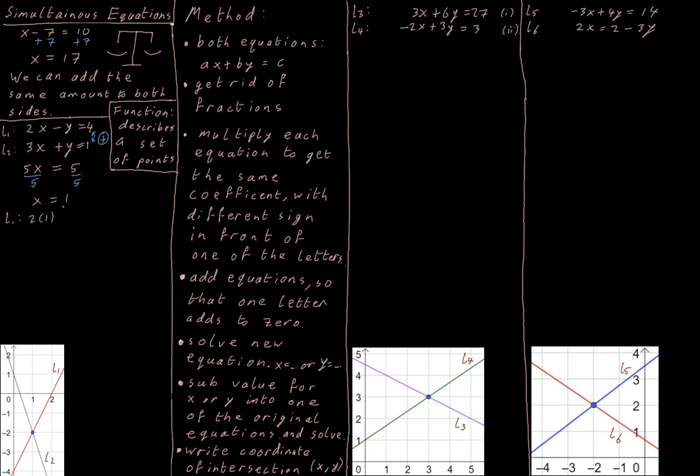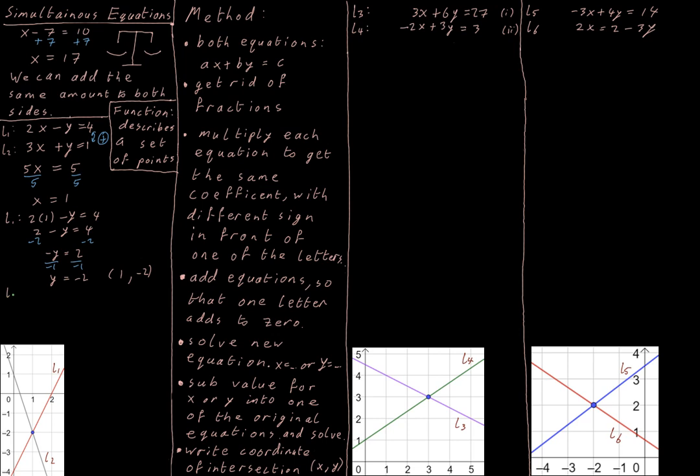So I'm subbing x is 1 into my original equation. Now I have an equation that only involves y, and I know how to solve that equation. So I subtract 2 from both sides, and I get minus y is equal to 2. I can divide both sides by minus 1 in order to get y by itself. So 1y is equal to minus 2. So I now have a coordinate. I have x is 1, y is minus 2.